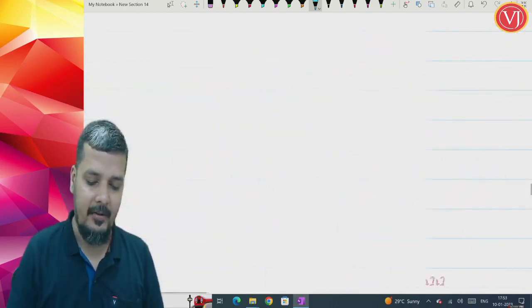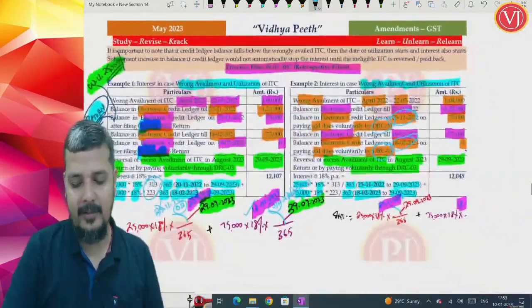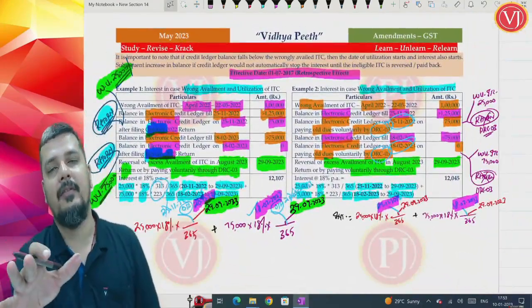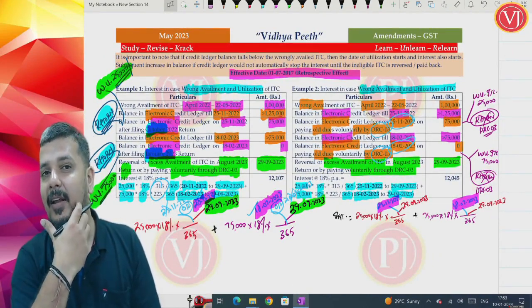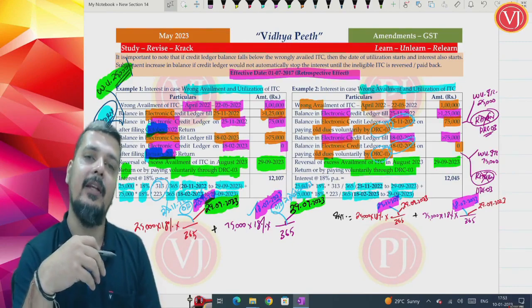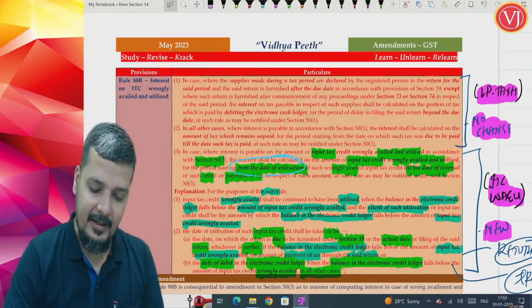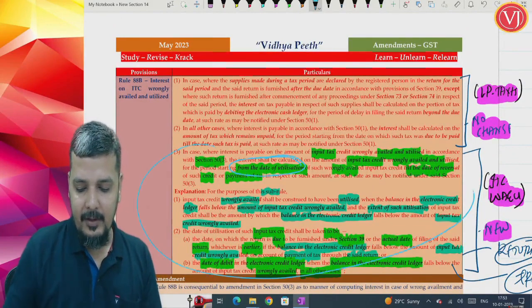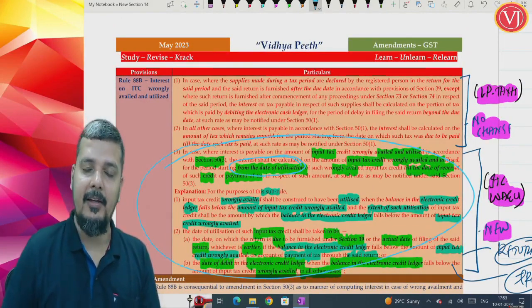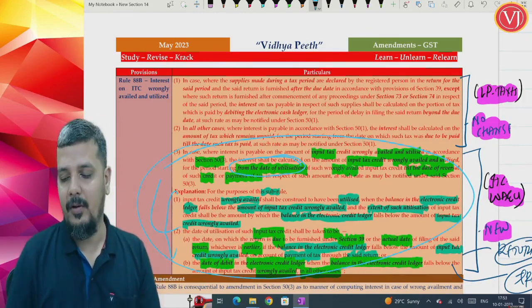And the same analogy we have applied in these two examples. Actually, when you see these two examples and understand all the ifs and buts, you are very sure of what is section 50 subsection 3 and what exactly is your new rule 88B. Basically, we are not talking about rule 88B sub-rules 1 and 2. We are talking about rule 88B sub-rule 3 with 2 explanations. So focus is on rule 88B sub-rule 3 and the 2 explanations attached to this sub-rule 3. That is what we have understood.